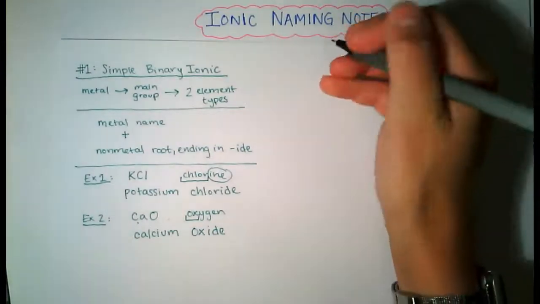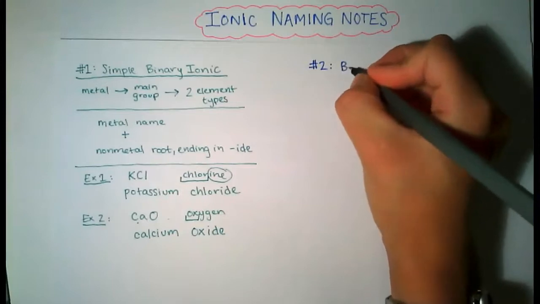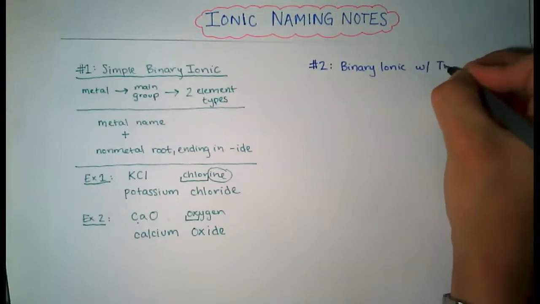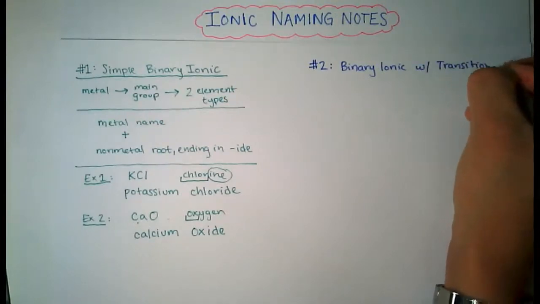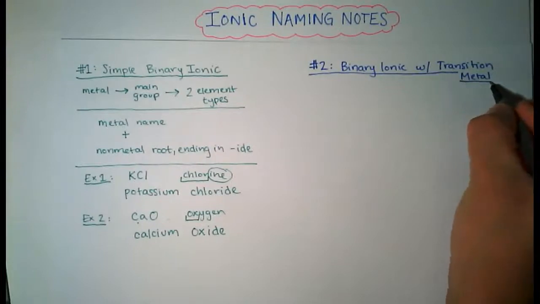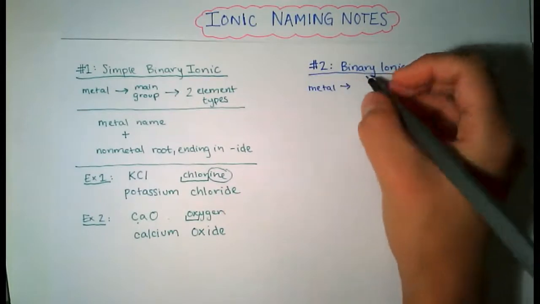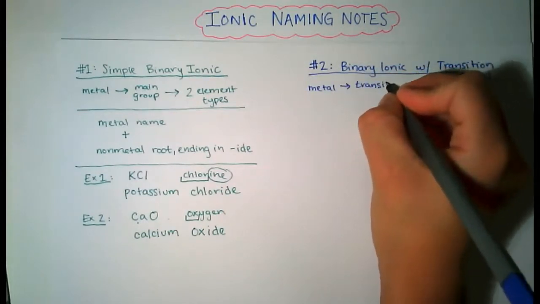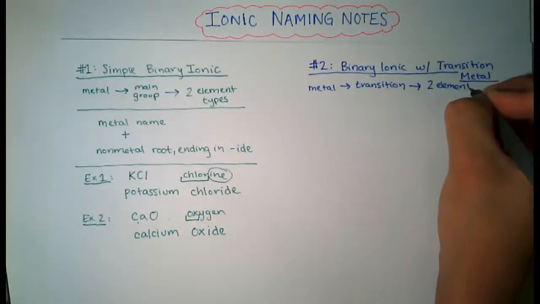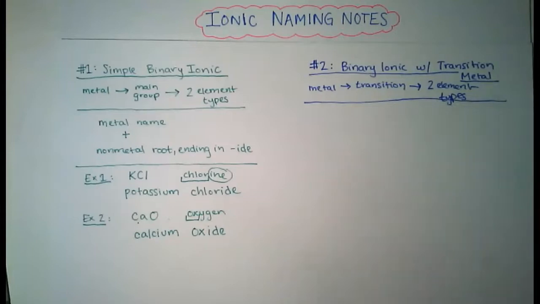Next up, let's talk about group number 2, which is binary ionic with a transition metal. So here we still have a metal, but this time instead of it being a main group, it's a transition metal. And then we still only have 2 element types. So that's how we classify whether something is binary ionic with a transition metal.